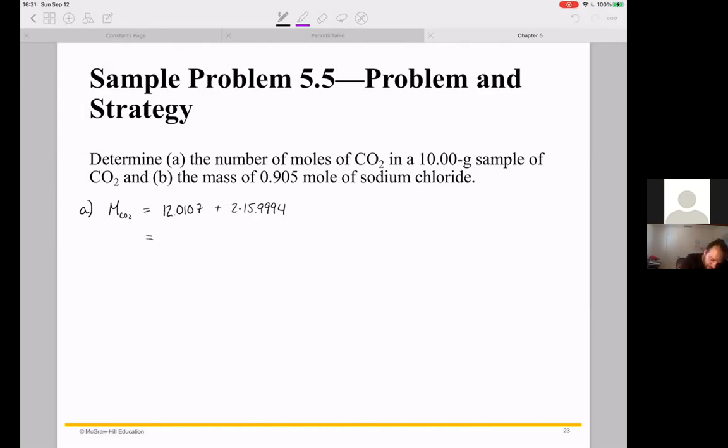Right, so then punch that in and we get 44.0095 grams per mole. That's the molar mass of CO2. So that's step one for this problem, we got to figure that out. Now I'm going to use that quantity to help me convert from my 10.00 grams of CO2, multiply by that molar mass, and I'm going to do it in such a way that I put the grams on the bottom so that they cancel out.